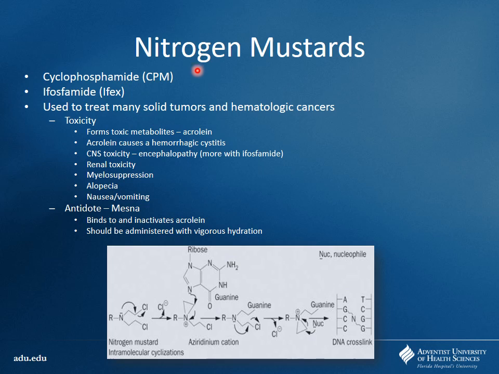The first group we have are the nitrogen mustards. These are based off of mustard gas originally. They include things like cyclophosphamide and ifosfamide, so you'll see CPM or IFOS. These are the more common nitrogen mustards that we're going to use here.